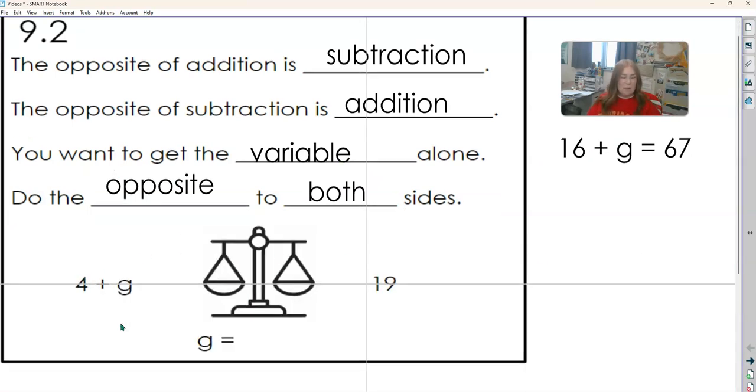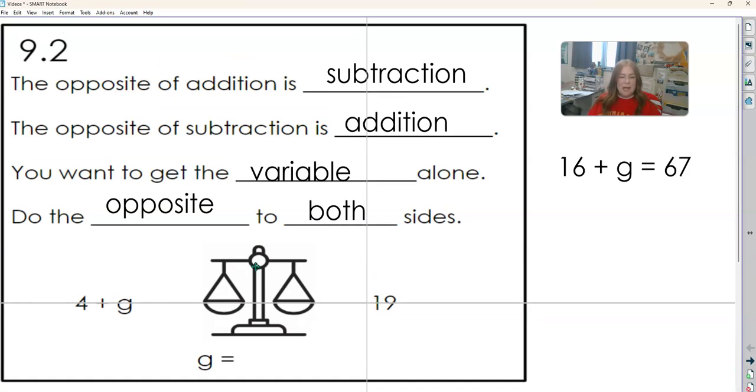So here we have 4 plus g, and that equals 19. So 4 plus g is 19. We want to know, what is this g here? We have 4, so we want to take away 4. But if I do it to this side, I have to do it to this side. If I have 4 and I take away 4, I'm at 0 now. These are canceled out, they're gone.